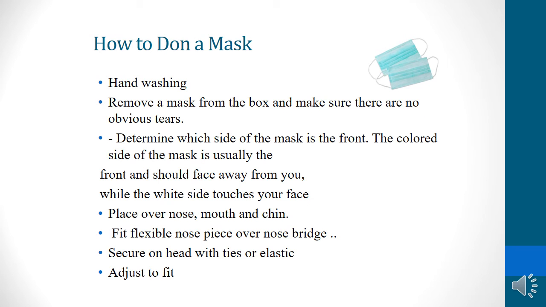How to don a mask? First, we will do hand washing. Second, remove the mask from the box and make sure there are no obvious tears. Number three, determine which side of the mask is the front. The colored side of the mask is usually the front, and the white side touches your face. You will place the mask over the nose, the mouth, and the chin. Fit the flexible nose piece over the nose bridge. Secure on head with ties or elastic. Adjust to fit.